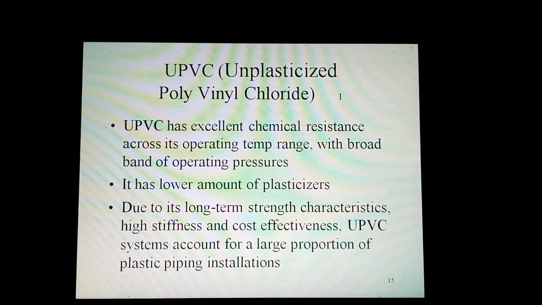UPVC, or unplasticized polyvinyl chloride. UPVC has excellent chemical resistance across its operating temperature range, with a broad band of operating pressures. It has a lower amount of plasticizers. Due to its long-term strength characteristics, high stiffness and cost-effectiveness, UPVC systems account for a large proportion of plastic piping installations.